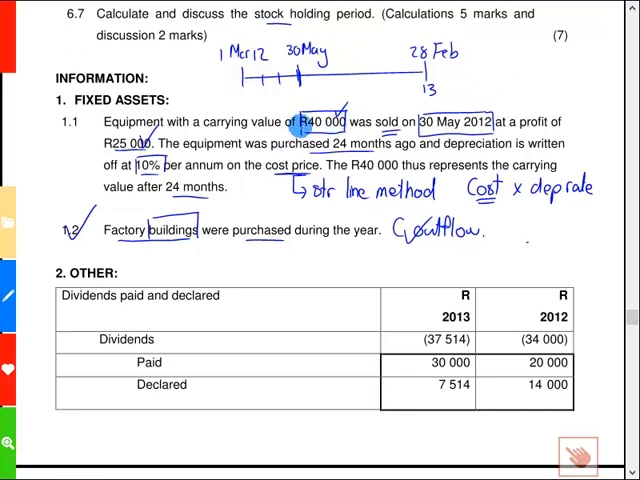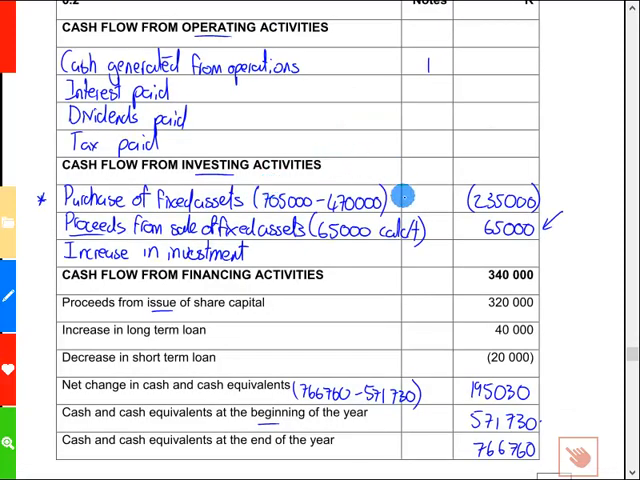This 40,000 Rand balance is after 24 months. It's after 2 years have passed. How much depreciation is written off in each year? 10%. Okay, so that's our clue. Let's go to our calculation here.